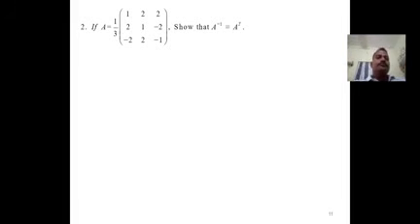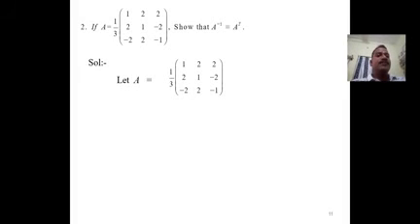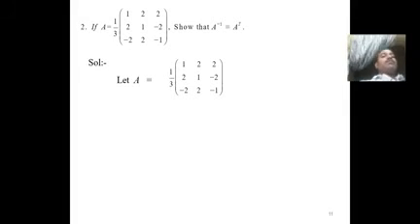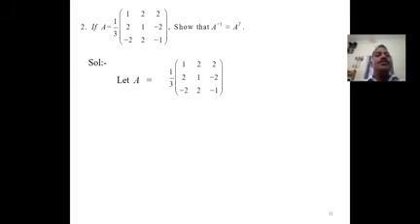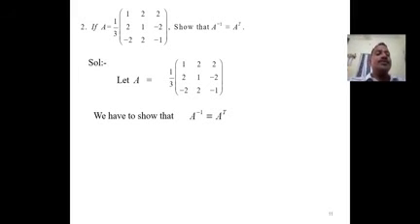For this problem, given that A is equal to 1 by 3, 1 2 2, 2 1 minus 2, minus 2 2 minus 1. Now, for this matrix, first we will find the determinant of this matrix. Determinant of A; we have to show A inverse equals A transpose.